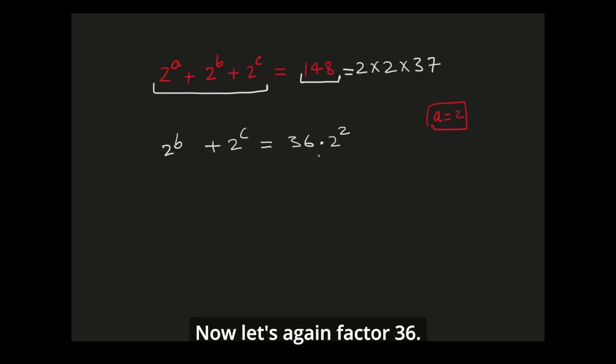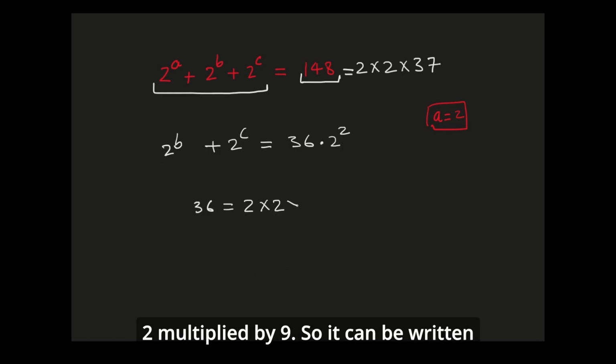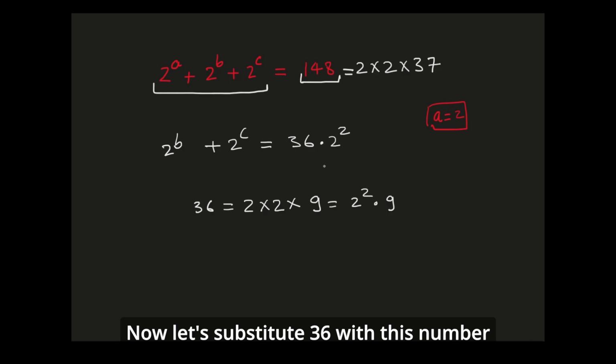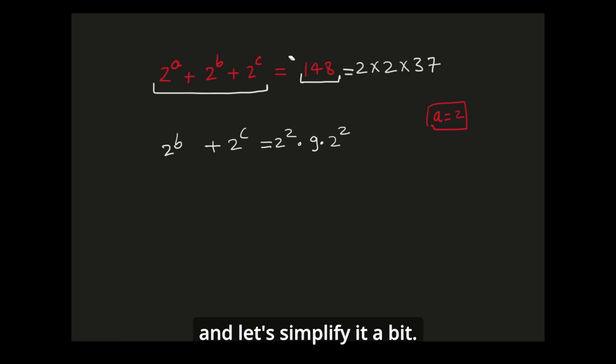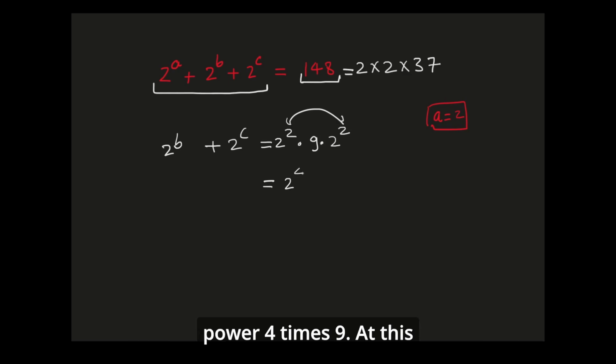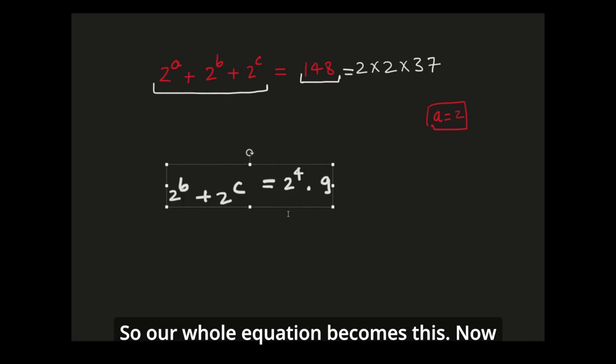Now let's again factor 36. We can factor it as 2 multiplied by 2 multiplied by 9, so it can be written as 2 power 2 times 9. Now let's substitute 36 with this number and simplify it a bit. So it becomes 2 power 4 times 9, and on this side 2 power b plus 2 power c. So our whole equation becomes this.